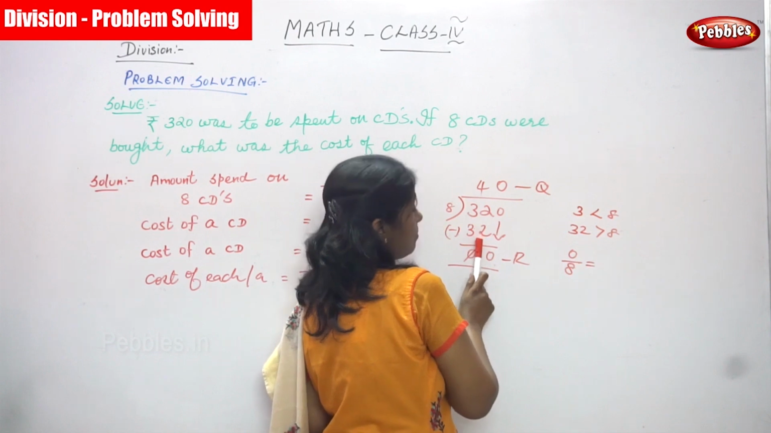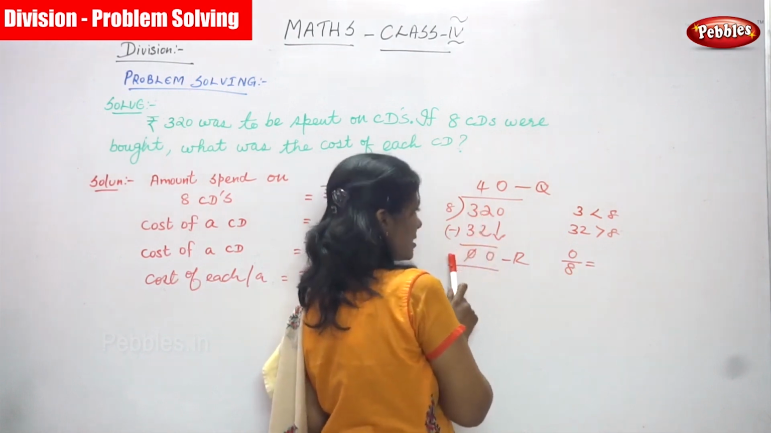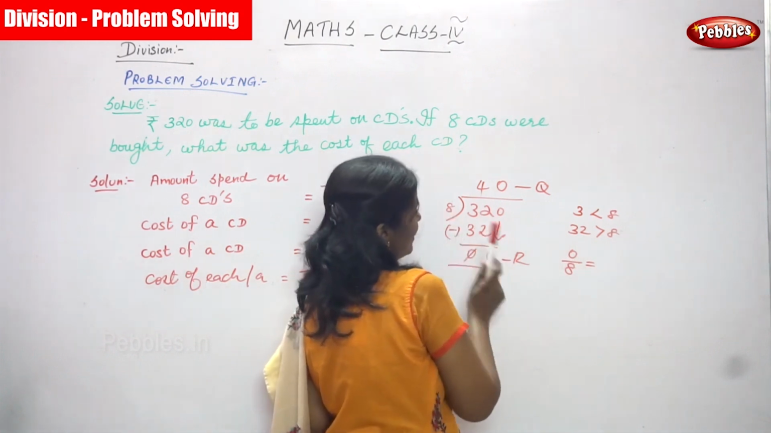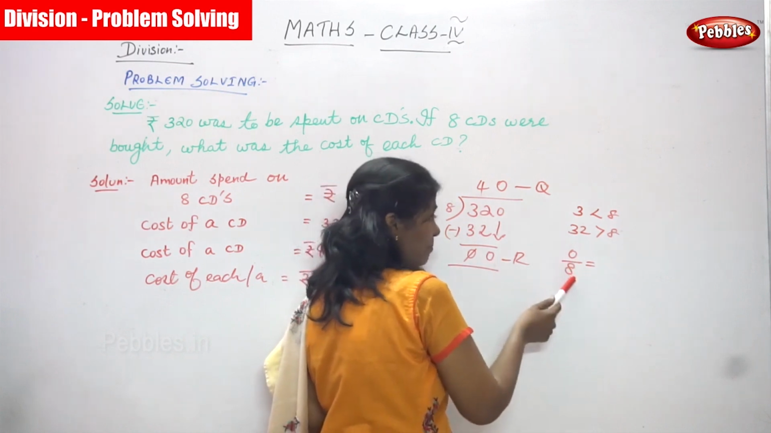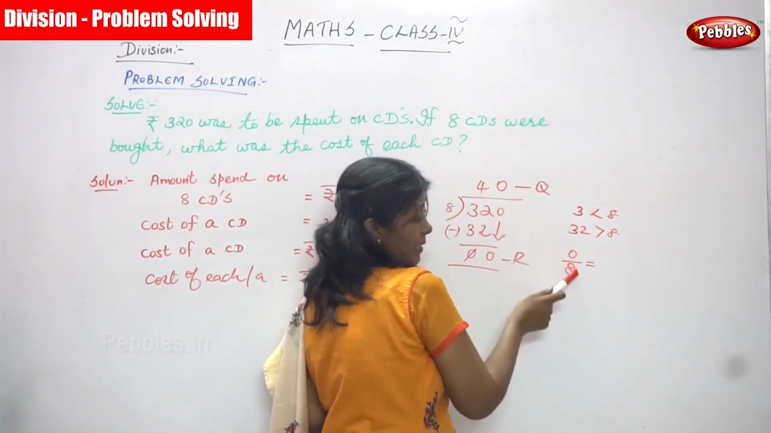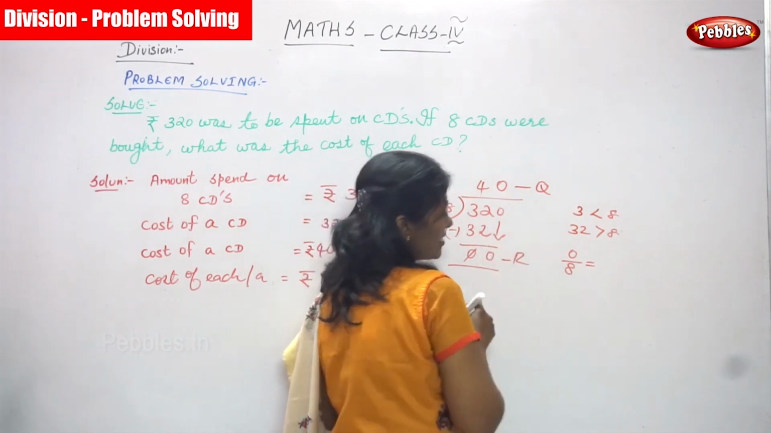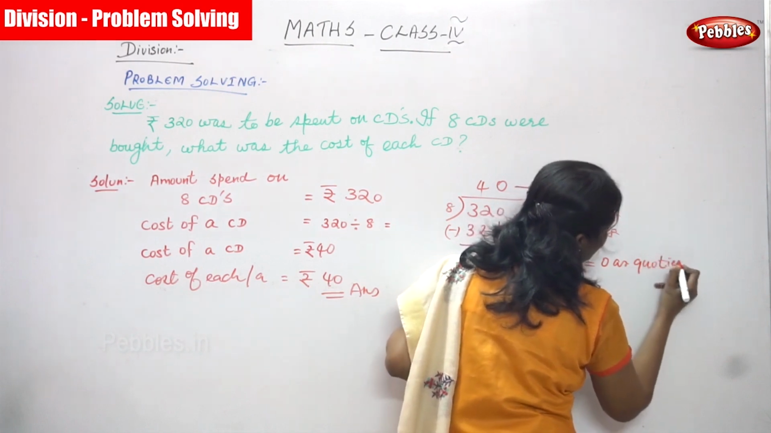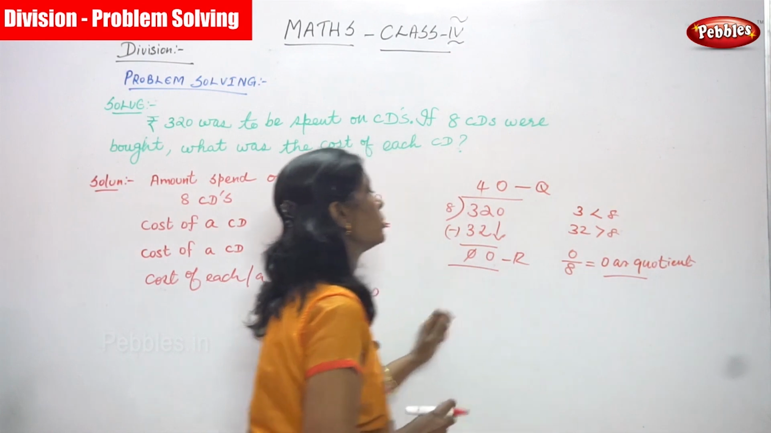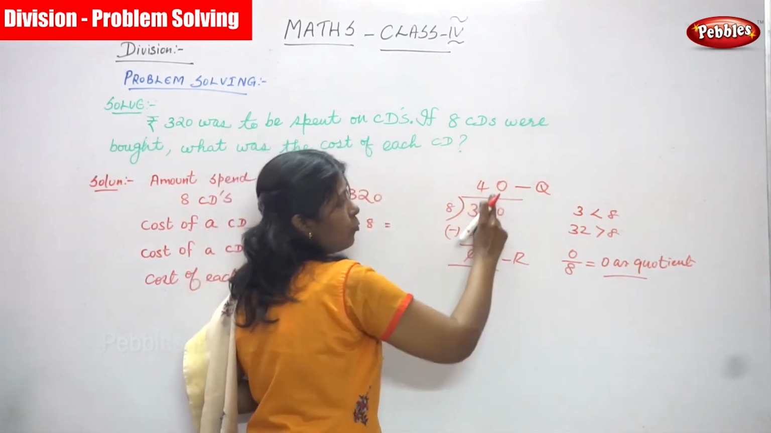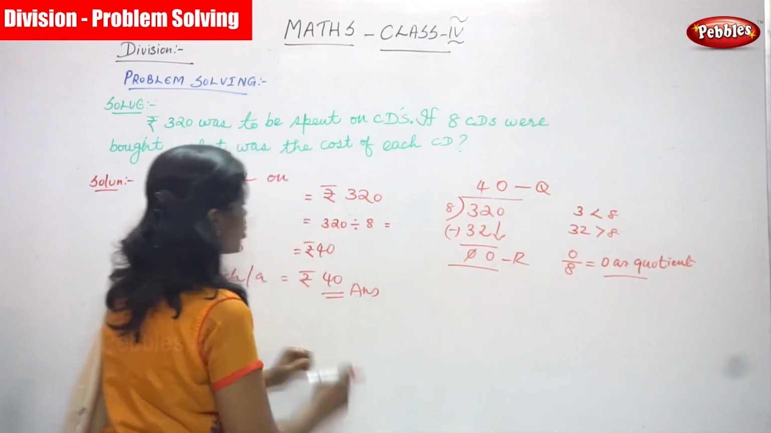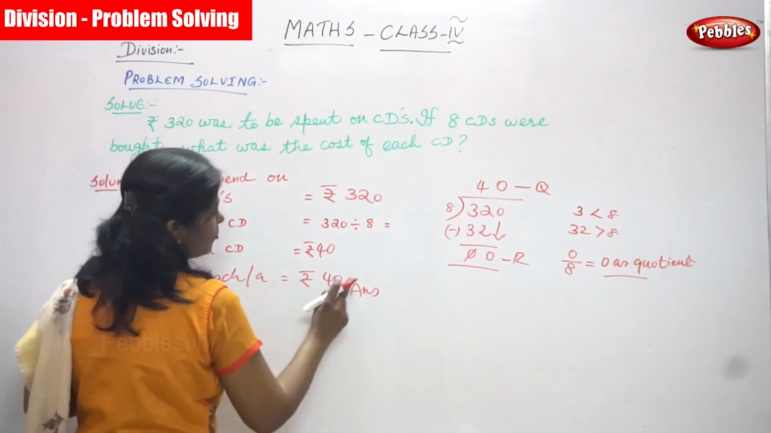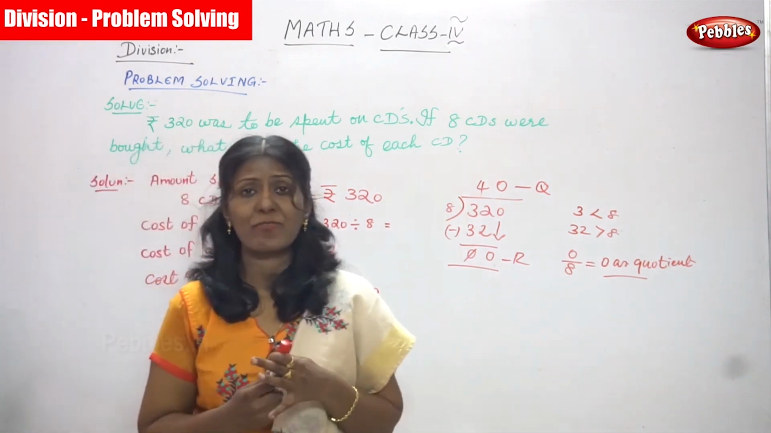You have to write it. Then 32 minus 32 we get 0. After that you have to bring down the 0 here. So 0 compared with 8, 0 is less than 8. 0 divided by 8 gives 0 as the quotient. This is the rule. So you have to put the 0 on the top. So 40 is the quotient and the remainder is 0. So the cost of each CD or a CD is rupees 40. That means the cost of the CD is 40 rupees.